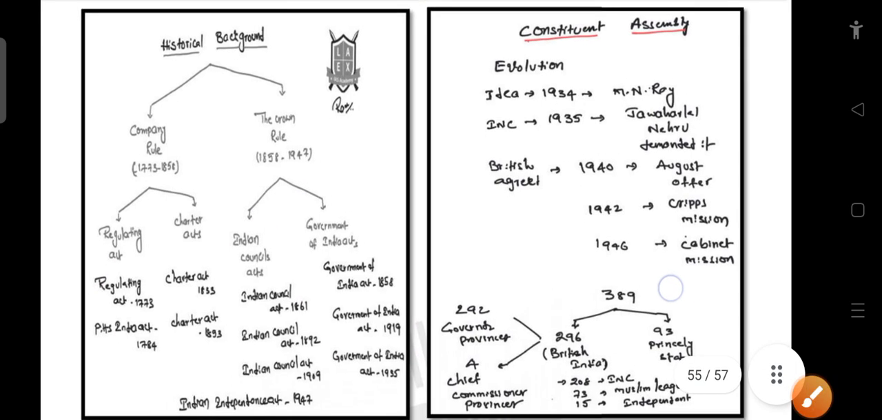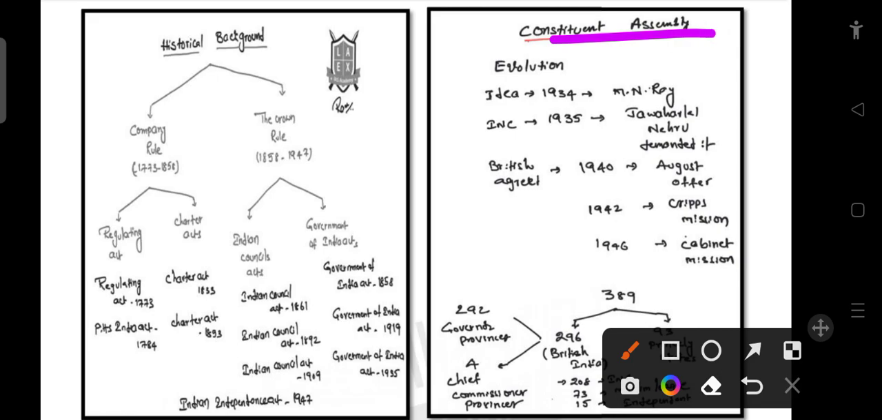Then next one is about the Constituent Assembly evolution. The idea was given in 1934 by M.N. Roy, and then Congress, the INC, restated this particular idea in 1935. Jawaharlal Nehru also demanded that. Then the British agreed in 1940 in the form of the August Offer. In 1942 they sent the Cripps Mission, and in 1946 the Cabinet Mission was formed.